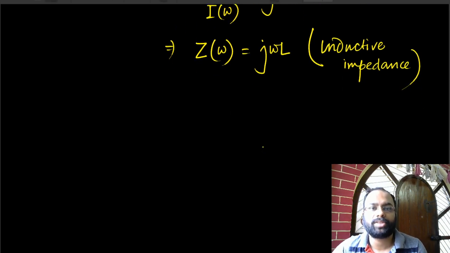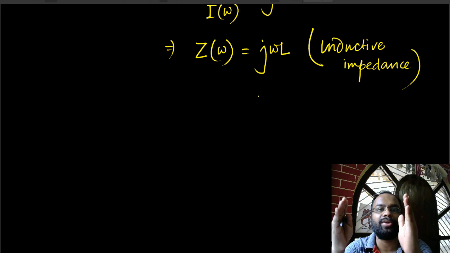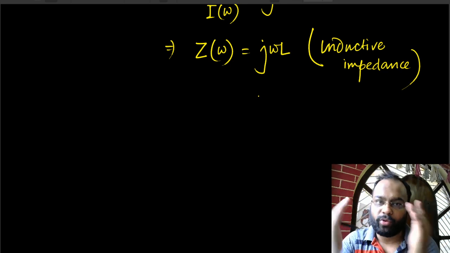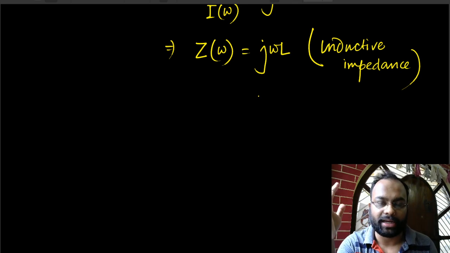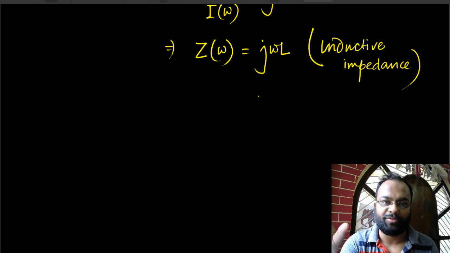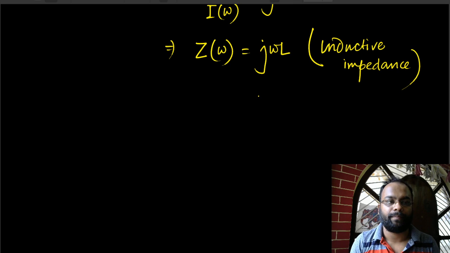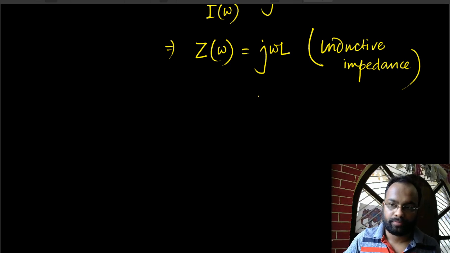Inductive impedance, right? So I believe by now you understand that when you write this in an electrical circuit, what are you actually doing? You are applying the Fourier transform on the circuit, right? When you write this on an electrical circuit, you are just writing the Fourier transform of the circuit. That is exactly what you are doing.